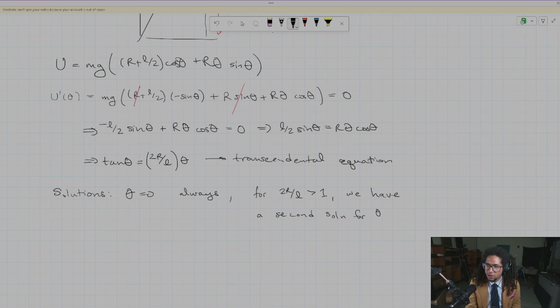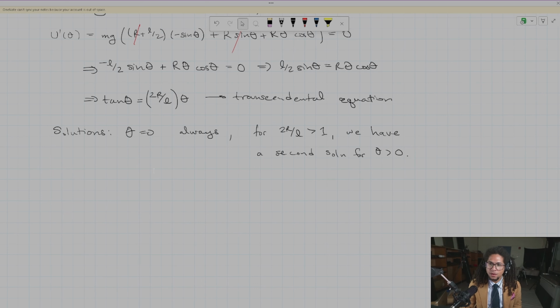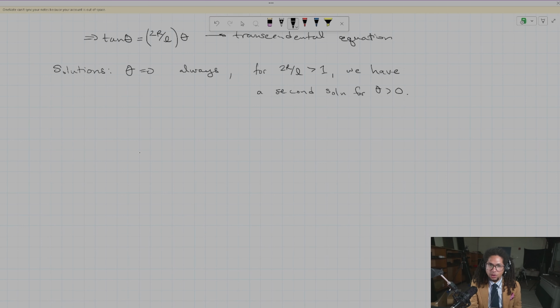I'll say for theta greater than 0. And we're only going to look at, again, between 0 and pi over 2. Of course, there's another solution on the other side for theta negative. Okay, let's evaluate the stability of these solutions by looking at u double prime of theta.